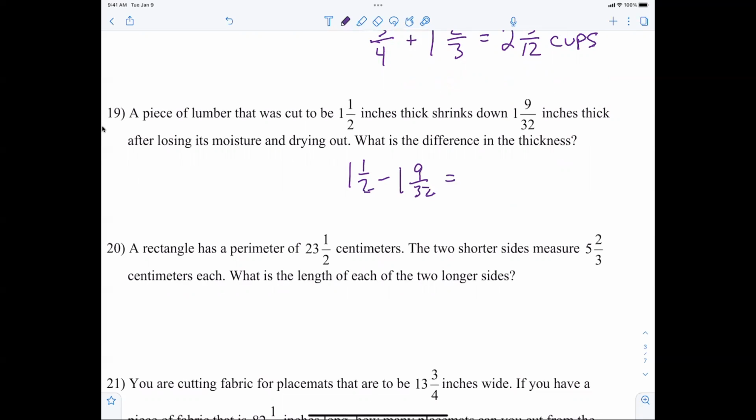7 over 32. Anybody get that? Yeah. Let's go. Put it in your calculator again, though. He said 7 over 32. 7 over 32 what, though? Inches. Thank you very much. 7 over 32 inches.